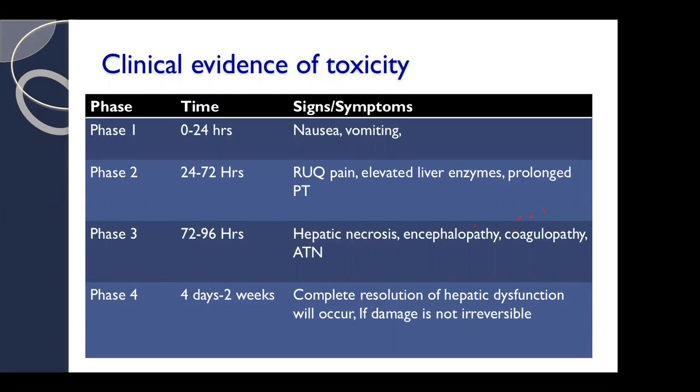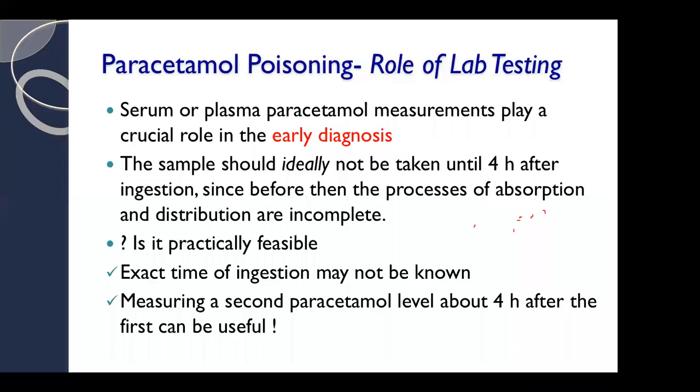After 24 hours, the patient starts developing right upper quadrant pain, followed by elevated liver enzymes and prolonged PT. In phase 3, he might develop full-blown hepatic necrosis and encephalopathy. And in phase 4, which lasts from 4 days to 2 weeks, there is usually complete resolution of hepatic dysfunction if damage is not irreversible, right? And it depends upon the age and the pre-existing liver status of the patient as well.